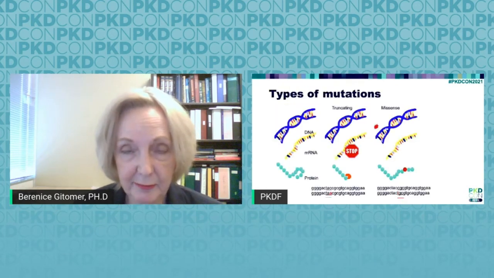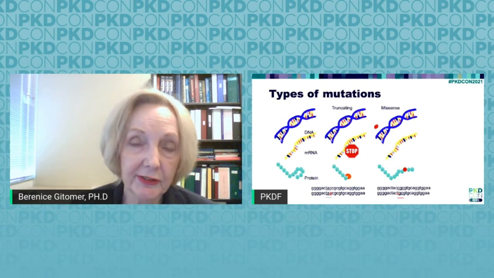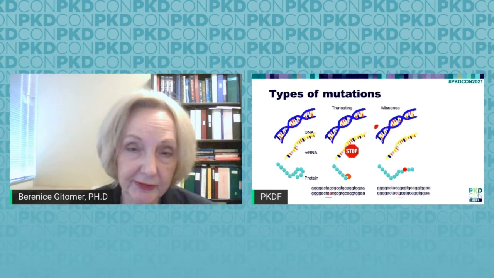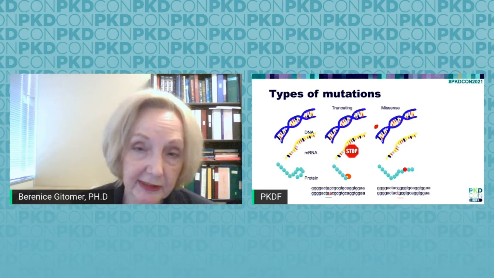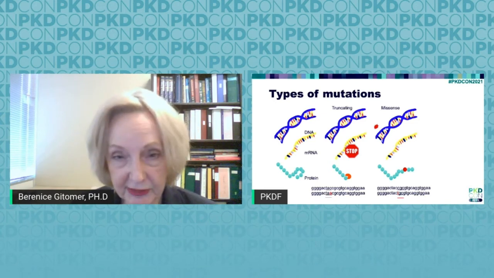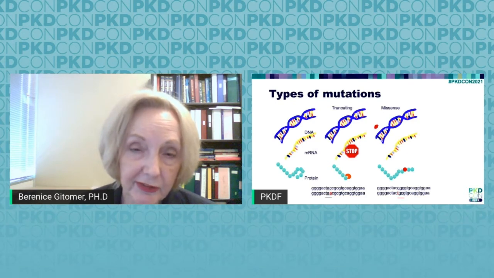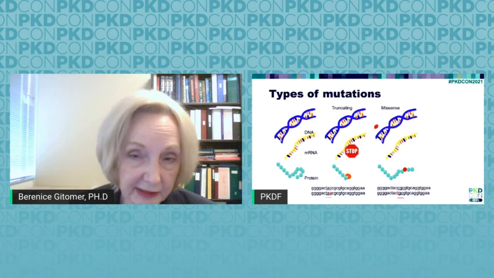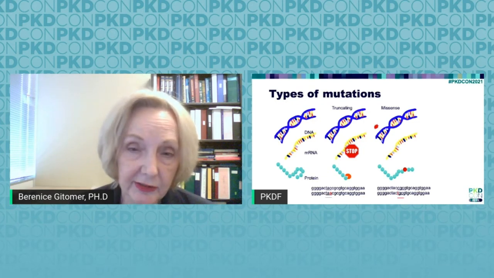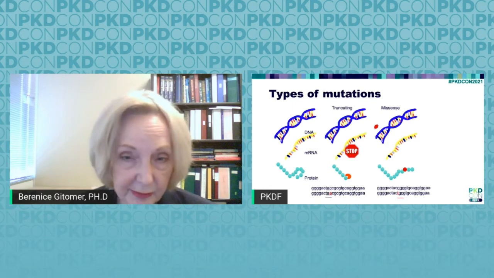So now some basic definitions of mutations and types of mutations. Our DNA codes for messenger RNA, which, as it implies, is a message to make a protein. And when that DNA is mutated, there are two types of mutations that can occur. One is a truncating mutation, which results from a change that causes a stop signal to be included in this messenger RNA, in which case either no protein can be made or possibly a shortened version of the protein.